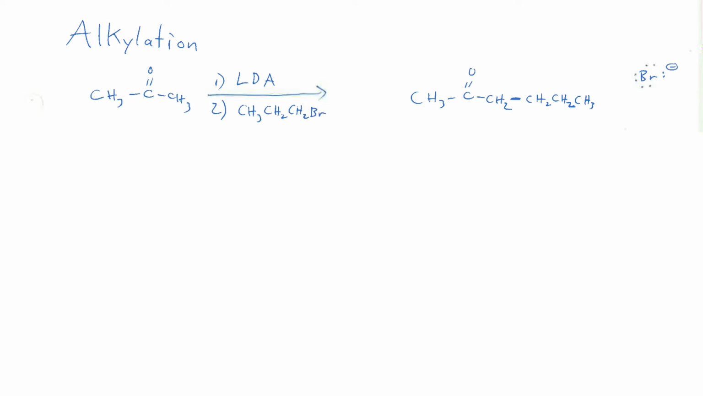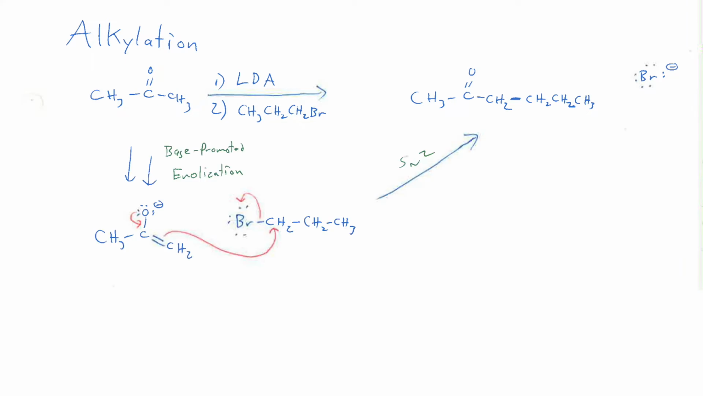In this case, we're going to use LDA as our base, and that's going to form a quantitative amount of the enolate. This is under basic conditions. So you can see the enolate, and then it's just going to do an SN2 reaction if you think about it, right? We know that enolates are nucleophilic on the alpha carbon. So what happens is a lone pair from the oxygen pushes down to form the pi bond, the carbonyl. That sort of expels out those pi electrons from the alkene, acting as a nucleophile, attacking, in this case, 1-bromopropane and displacing bromide in an SN2 reaction.